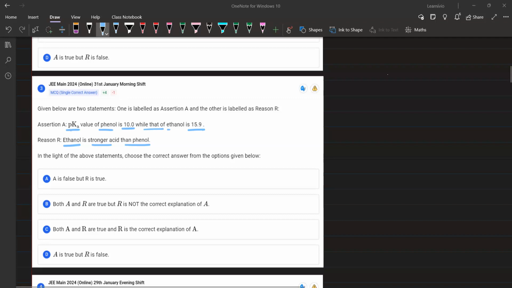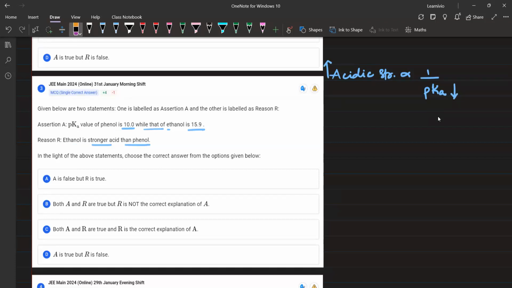So the first thing that you have to know, and this will be beneficial in the complete long run of chemistry, is that acidic strength is inversely proportional to the pKa. So lower the pKa, higher will be the acidic strength. And we know that phenol is going to be more acidic. Why will phenol be more acidic than ethanol?